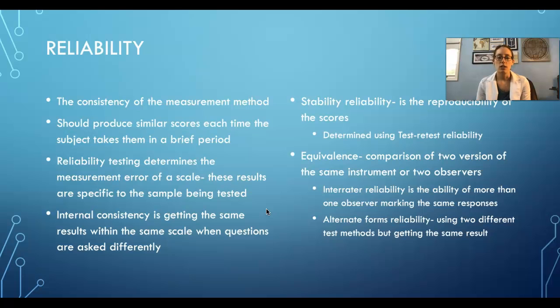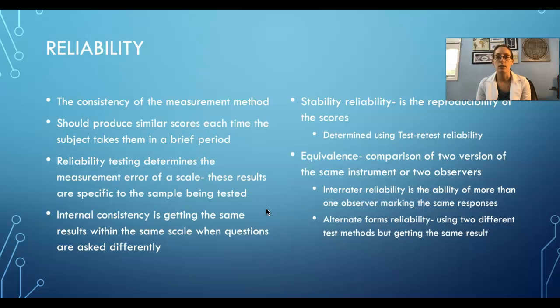Reliability tests determine the measurement error of a scale, and those results are specific to the sample being tested. So internal consistency is getting the same results within the same scale when the questions are asked differently. You guys have all taken scales like that. That's one, for example, when we take the trust survey. There is a number of questions that ask, do you trust your leader? And then it will ask the question in a different way and say, do you mistrust your leader? So it's asking for the same results, but it's asking it in a different way. That's internal consistency.